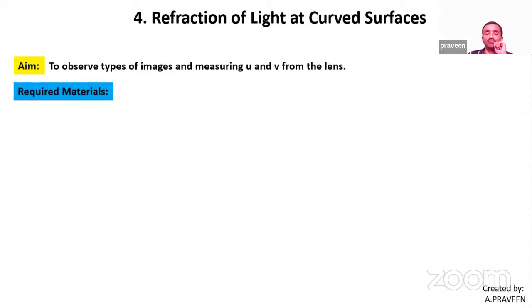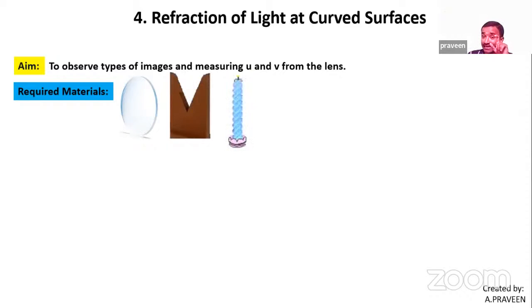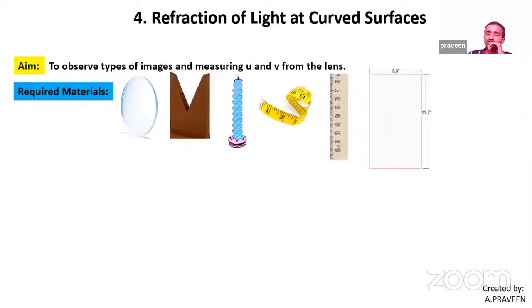For that, the required materials: I am taking a double convex lens. To place this, we require a stand called a V stand. Next, I need an object. I am using a candle as the object. Then I am using a tape or a meter scale for measuring the distances, anything you can use. Finally, we will need a screen, a white sheet of paper. These are the required materials.